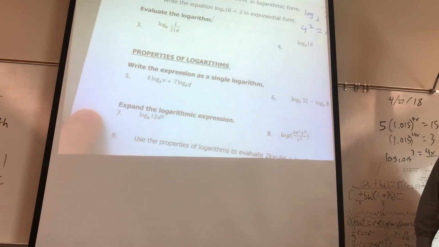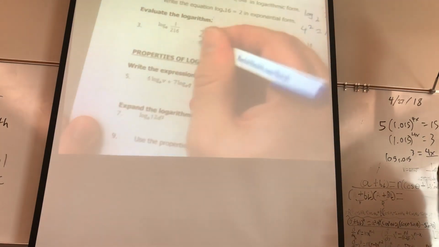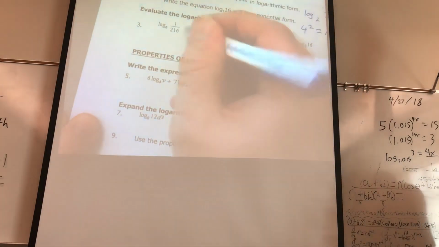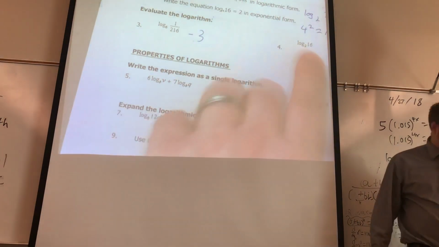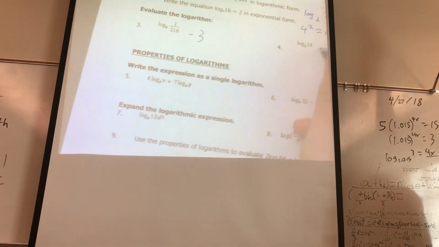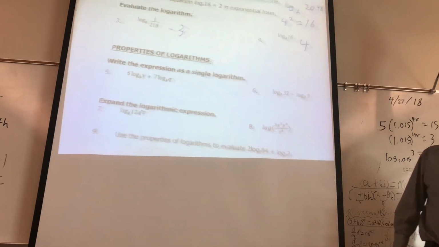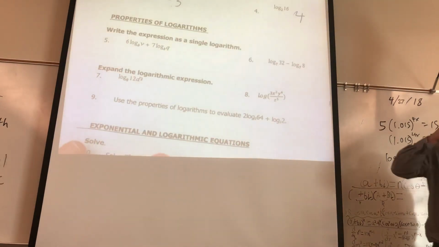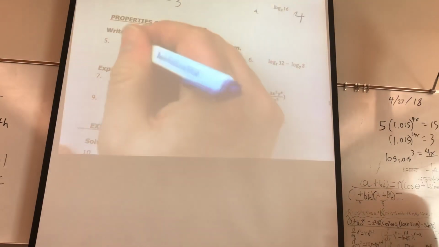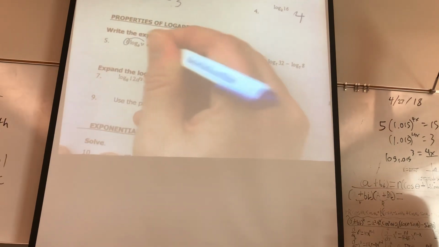Log base 6 of 1 over 216. 6 to the third would be 216. So to get 1 over 216, it's just a negative 3. On this one, 2 to the 4th power equals 16. So that's 4. Down here on this one, if we rewrite it as a single logarithm, these coefficients become exponents.